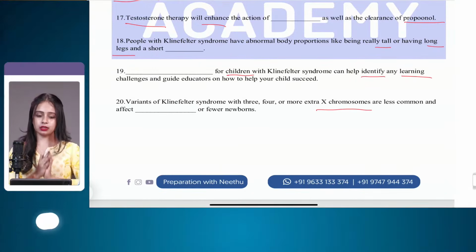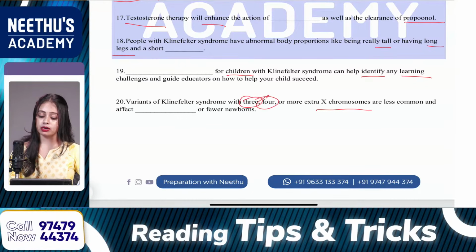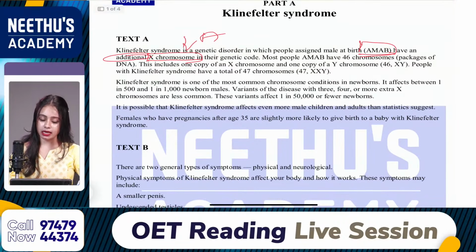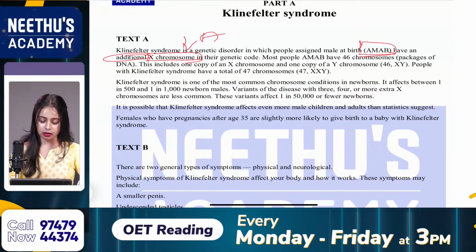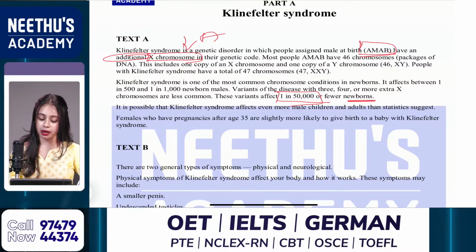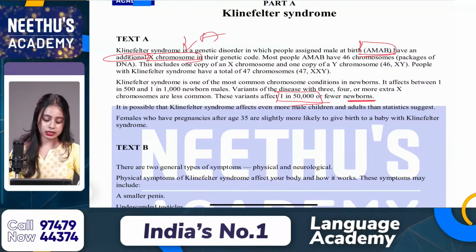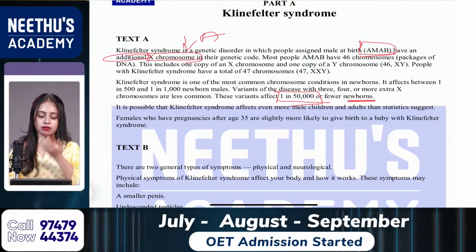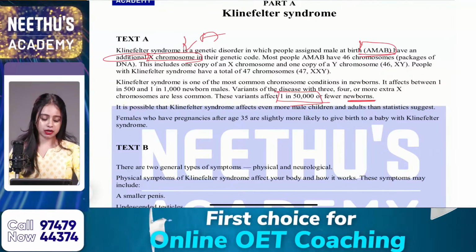So what about the 20th one, dear? Any idea? The last question. Where is it from? 3, 4 or more extra X chromosomes. Yes. So it is from text A, second para. They are asking you about these variants affecting 1 in 50,000 or fewer newborns. So the answer is 1 in 50,000. Okay, very good. Okay, Anjana. Okay, Anu. Yes, Kirtu and Sarala, it is 1 in 50,000. Yes, Gina, it is 1 in 50,000.